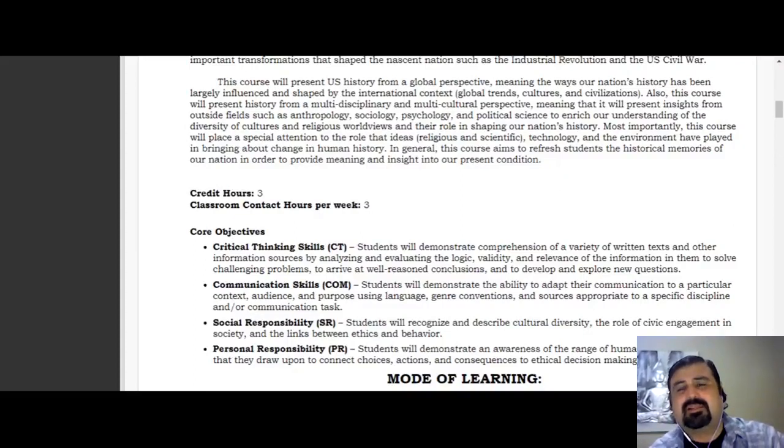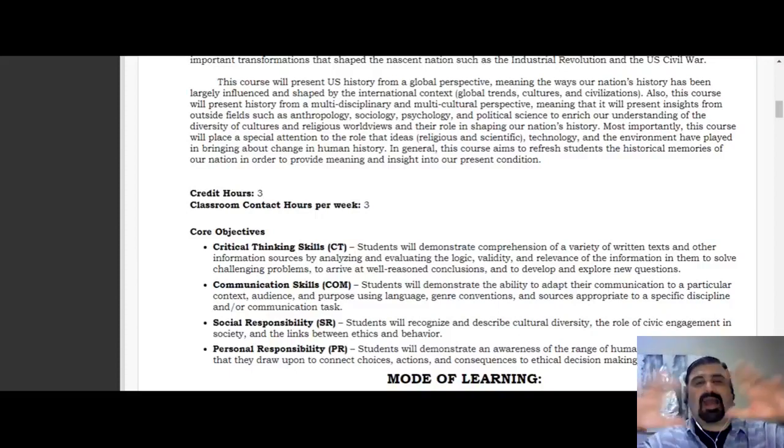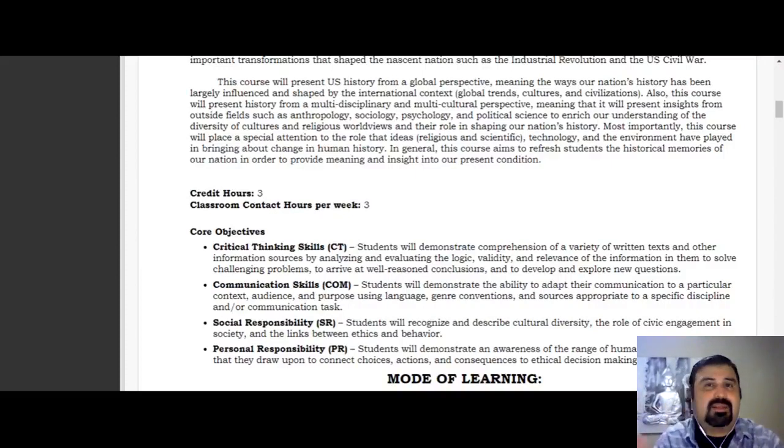The way I teach it is that I teach U.S. history from a global perspective, meaning that I try to look at the big picture. So while I'm teaching U.S. history and I'm focusing on specific events happening, let's say, in New England or happening in the American South and so on, it's true.